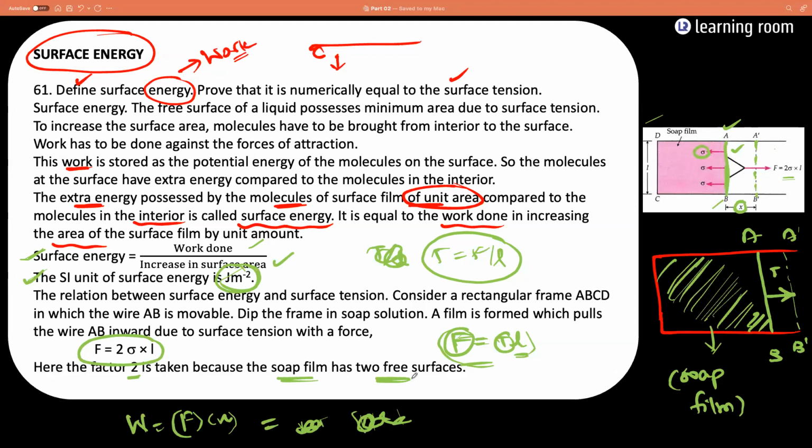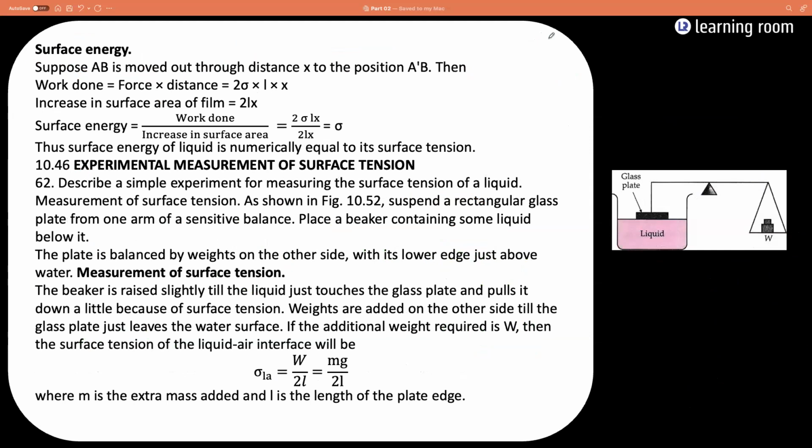Can you explain what a free surface is again? If there is a boundary separating an air medium and a liquid surface, that surface is what is called a free surface. So a soap bubble has two free surfaces. So F will be equal to 2T into L.